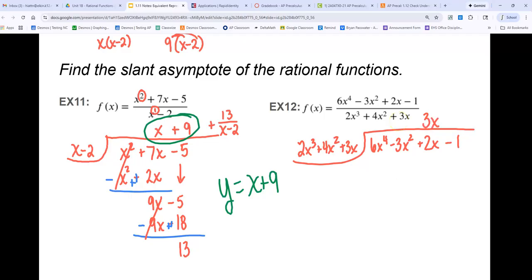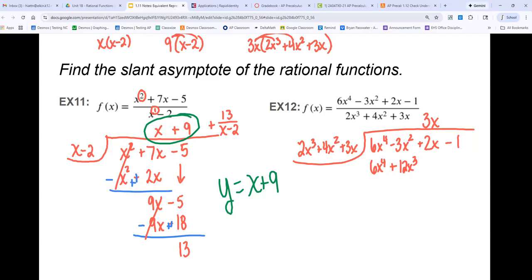over the 2x. The good news is you should never have more than like 2 steps here. It's not going to be one that takes you half the page to do. You should get like 2 steps and then a remainder. So if I multiply everything by 3x, you're thinking 3x times 2x to the third plus 4x squared plus 3x. 3x times 2x to the third is 6x to the fourth. 3x times 4x squared is going to be plus 12x to the third.